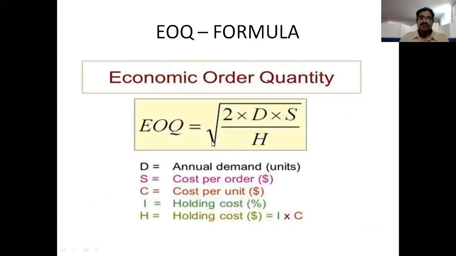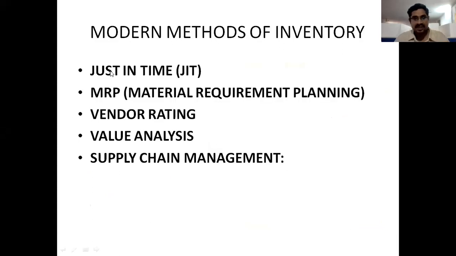In the earlier class, we discussed modern techniques of inventory methods. JIT is simply immediate material receiving or immediate arrangement of materials for continuous production and reducing the wastages. The next thing is MRP, material requirement planning, meaning how much planning is needed for how many materials we require. And the next thing, vendor rating. Vendor rating means supplier selection. I already told you in the previous class.